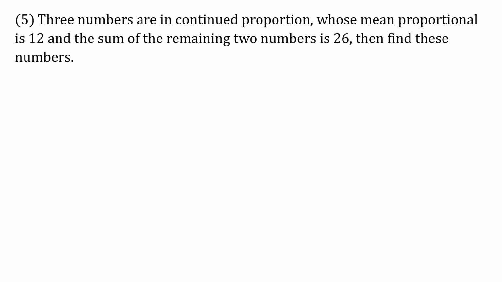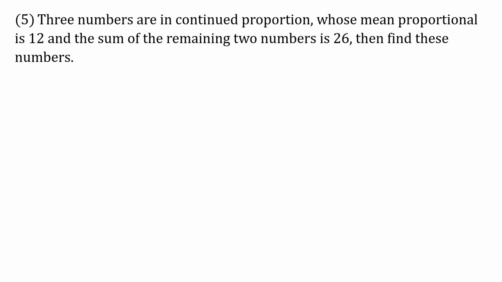Now what is given in the fifth question? Three numbers are in continued proportion whose mean proportion is 12 and the sum of the remaining two numbers is 26. Then find these numbers. So let's take the first three numbers. If I take A, B and C in continued proportion, these are the three numbers. So the mean proportion will be B. The middle term is known as the mean proportion. And the sum of the remaining two is 26, which is given, means A plus C will become 26.